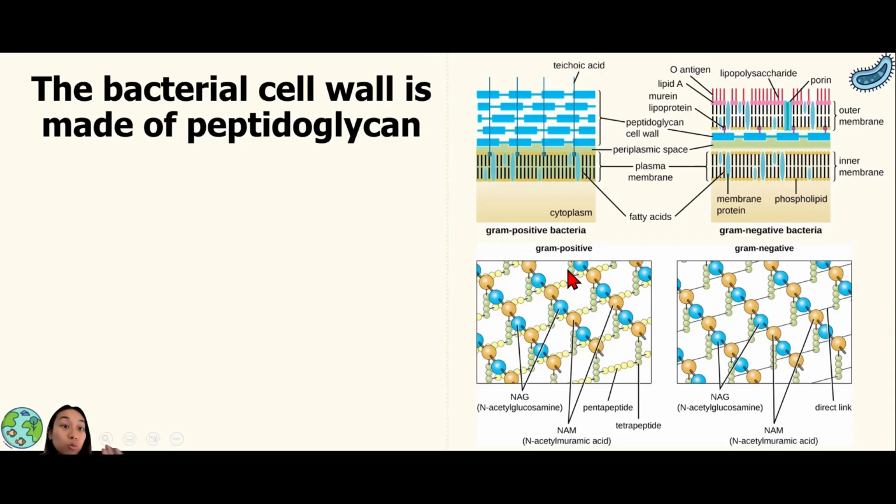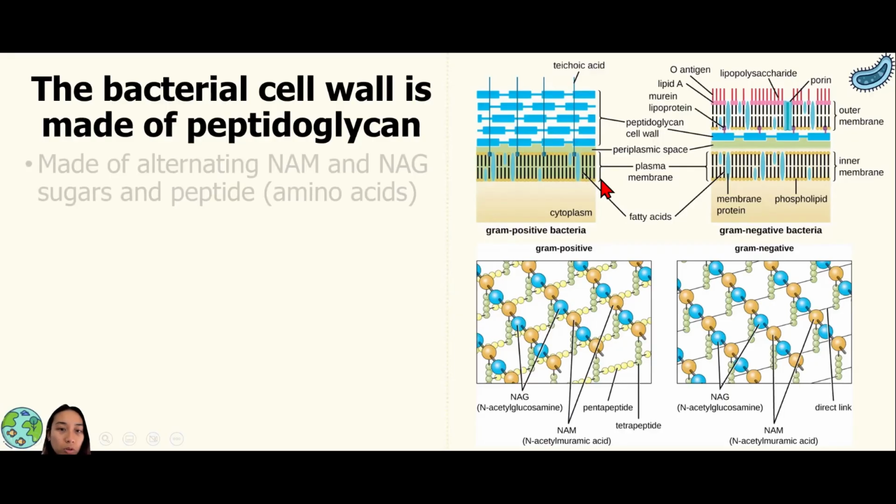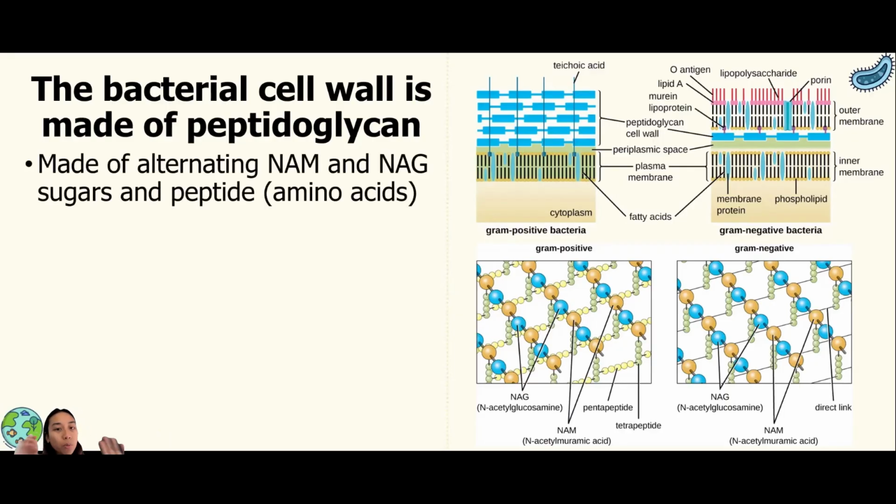So the cell wall is really important for structure, and it is made up of this substance called peptidoglycan. Now, it is called peptidoglycan because it is a mixture of sugars and amino acids. So peptido, that root word, has to do with amino acids, and then glycan has to do with sugar. And if we combine those two, that's what it is.